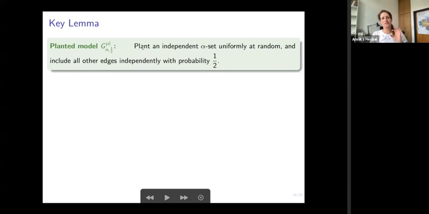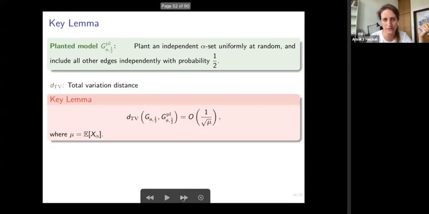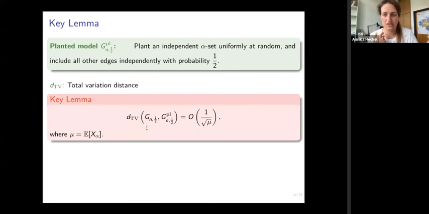So the planted model is a G(n, 1/2) where we plant one independent set of size alpha at random and include everything else independently with probability 1/2. Then the key lemma is that we can actually work out exactly how much that changes the distribution of G(n, 1/2). So the total variation distance between this model and the normal G(n, 1/2) is given by something of order 1/√mu, where mu is the expected number of alpha sets.